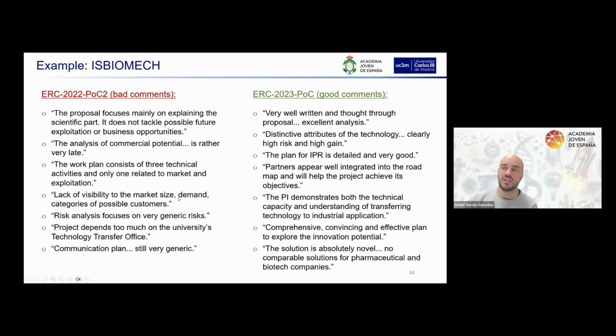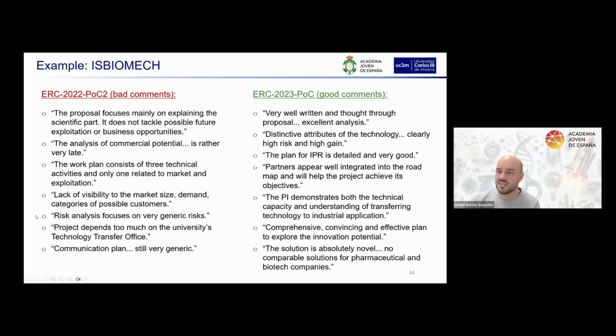Lack of visibility to the market size, demand categories of possible customers. It means that you need to add 1 paragraph stating, okay, I'm focused on this area, and here there is an opportunity of whatever billion euros, and this is growing and doing whatever. Okay, so a couple of comments like that.